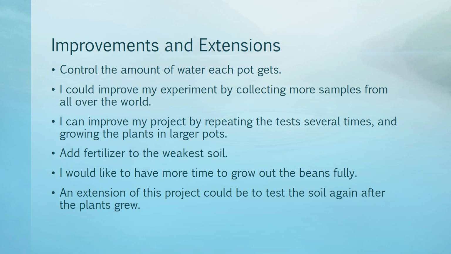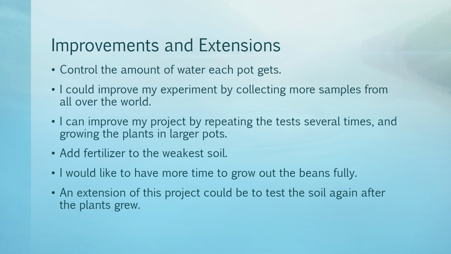To improve my project in the future, I could control the amount of water each pot gets. This way I can make sure I don't overwater, and so each pot has the same amount of water. In addition, I can improve my experiment by collecting more samples from all over the world. By collecting more diverse soil samples, you could get results that are very different from each other. To add on, I can improve my project by repeating the test several times and growing the plants in larger pots.